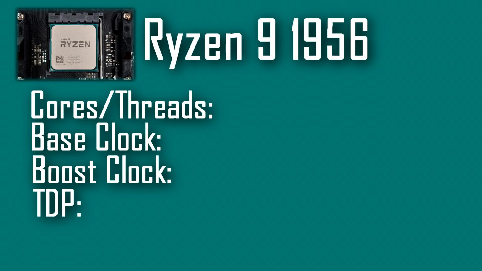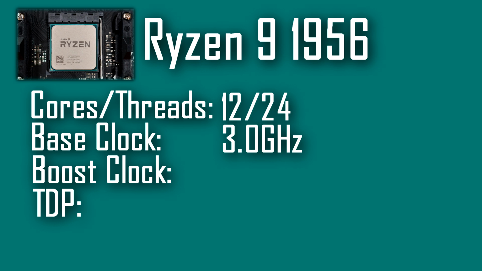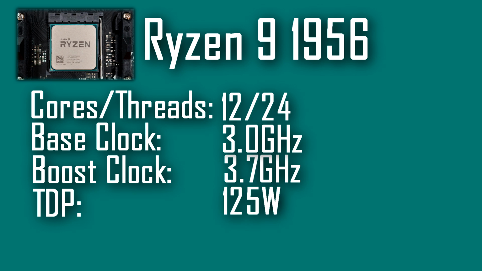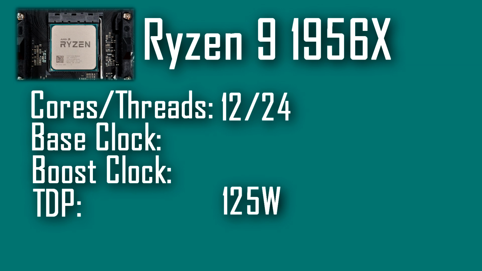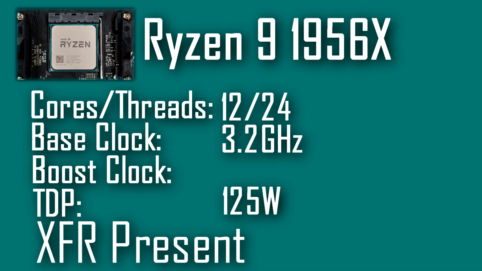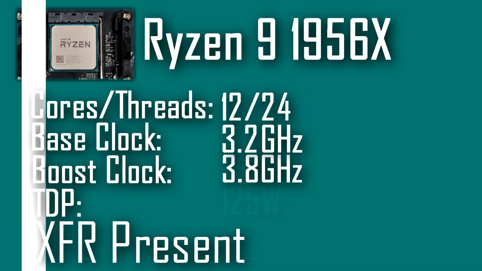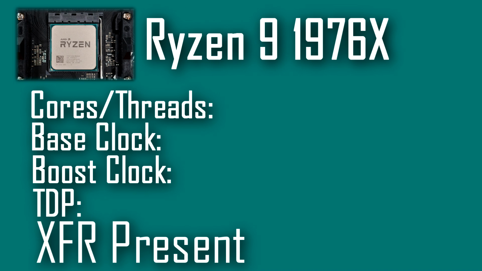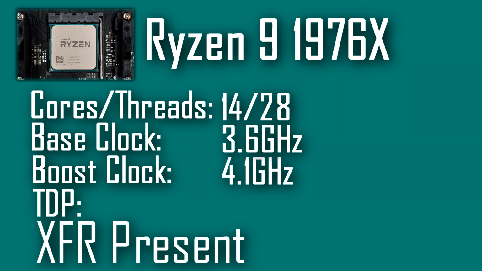Above these twos, we have a slight jump in core and thread count with the Ryzen 9 1956. With 12 cores and 24 threads, the base clock is lower than the 1955 at 3 GHz, but still has a hefty jump in boost clock to 3.7 GHz, and has the same TDP of 125 watts. The 1956X, of course, adds XFR, an extra 200 MHz on the base, and 100 MHz on the boost clock. Nothing much. The 1976X has a jump again on cores and threads to 14 and 28, with a 3.6 base and 4.1 boost, this time with an increased TDP of 140 watts.